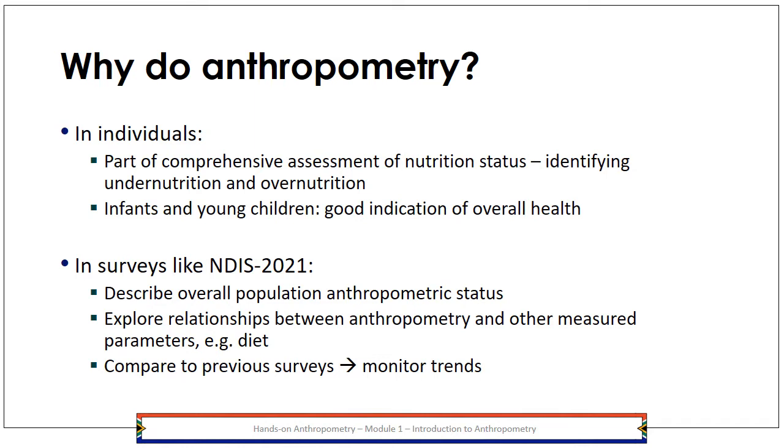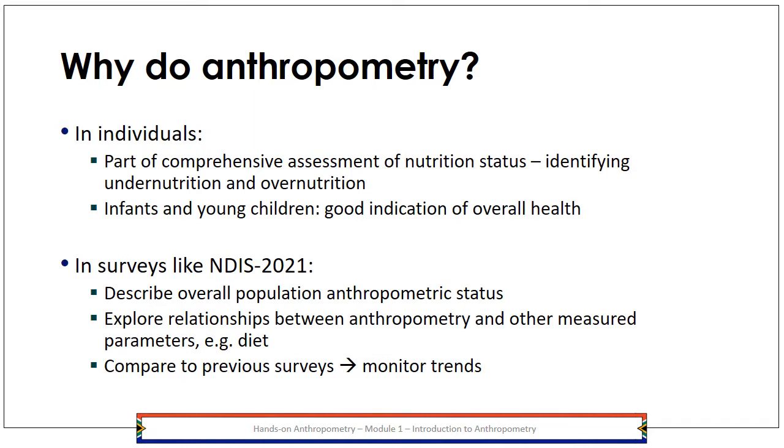Anthropometry also plays some additional roles in a large-scale survey like this one. Firstly, it allows us to describe the overall anthropometric status of the population. For example, we can see what proportions of people are overweight or underweight. Secondly, we can compare anthropometric assessments to the other parameters we're measuring and see if they are related. For example, we may want to see whether certain food intake patterns are more common in overweight people, or whether household income is related to children's weight.